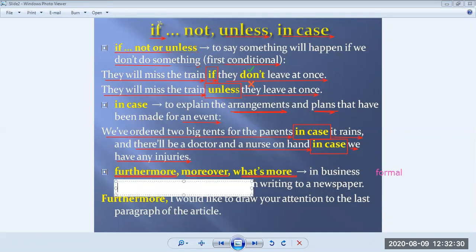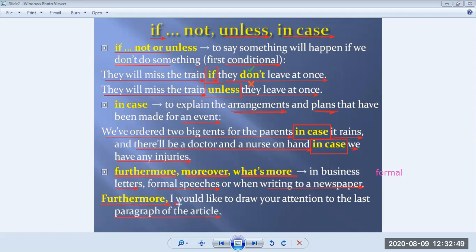If there is a letter, formal speeches, or in writing to a newspaper, which is formal writing. That's why we use it, for example: Furthermore, I would like to draw your attention to the last paragraph of the article.